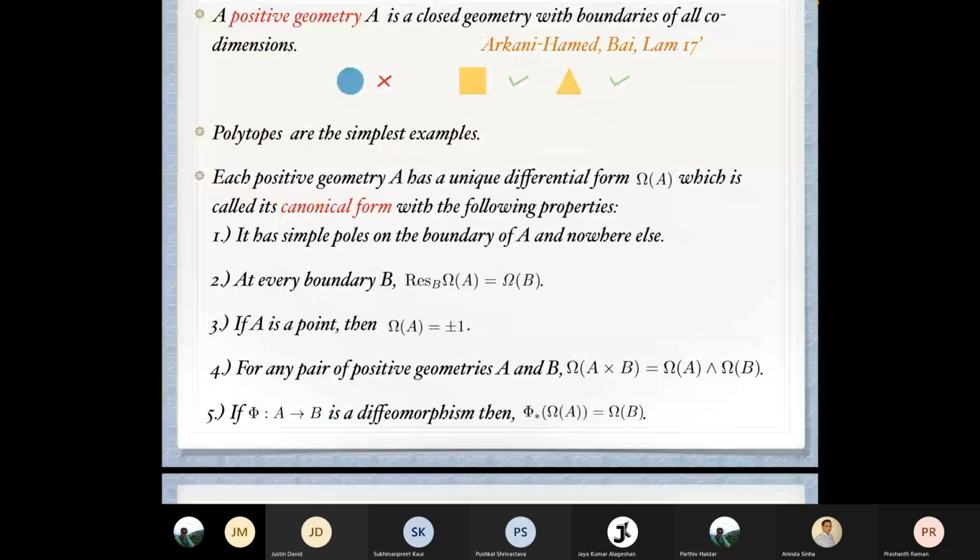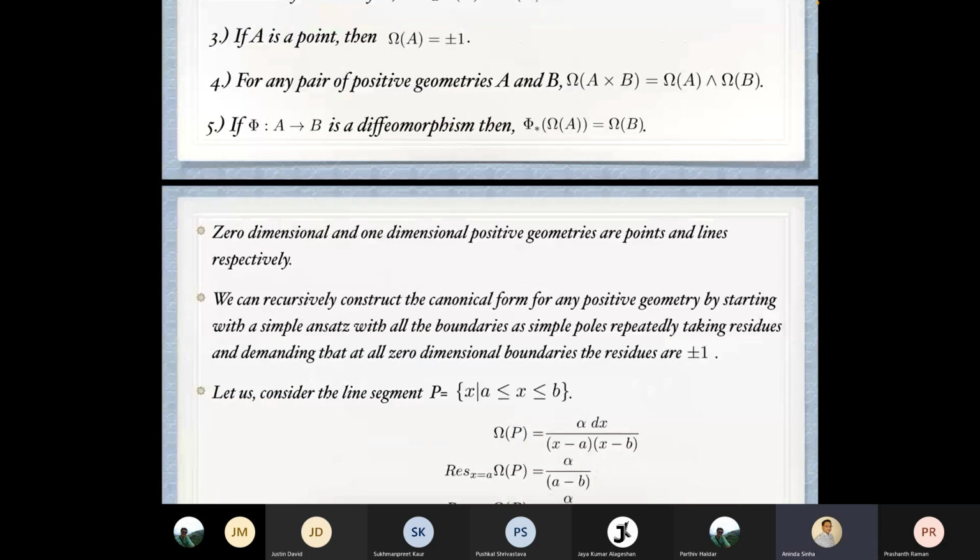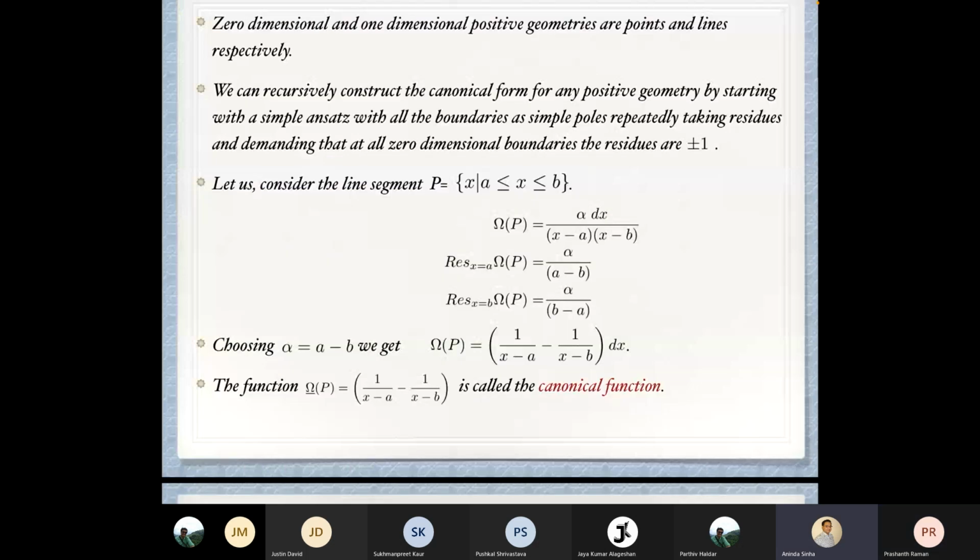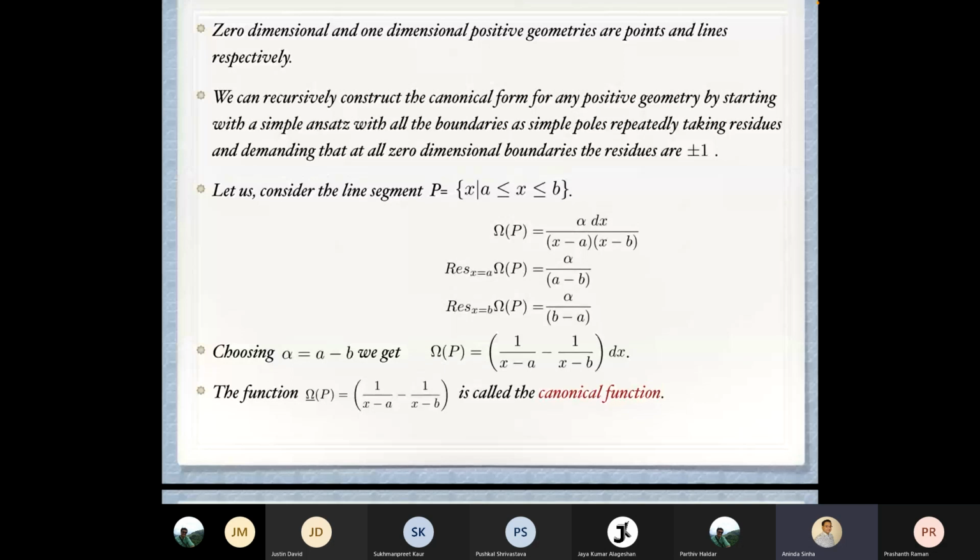Prashanth, sorry, I got disconnected because of bad internet connection. Can you just tell me briefly the motivation behind considering positive geometry? Is that a conjecture or is there something more to it?